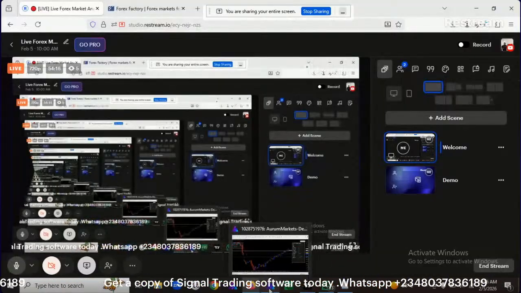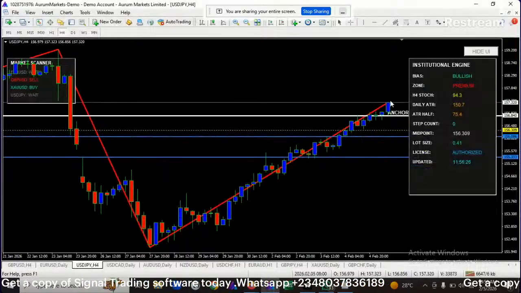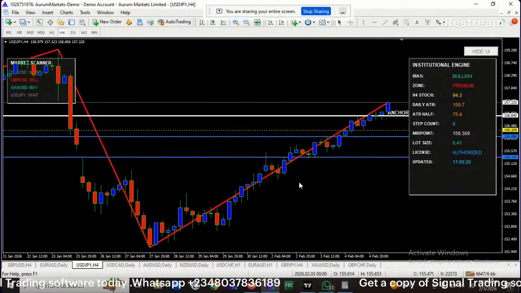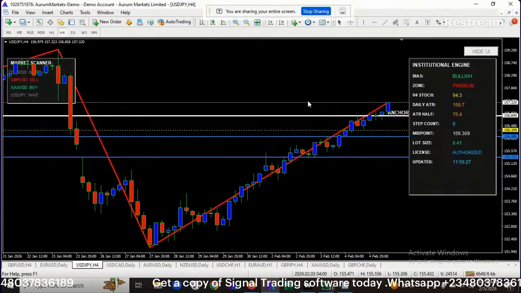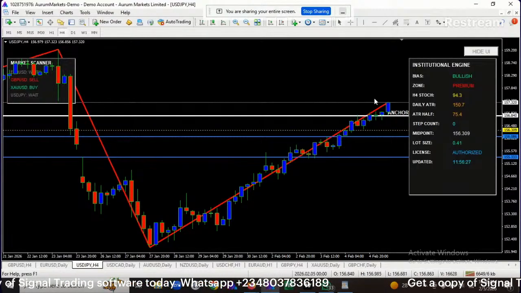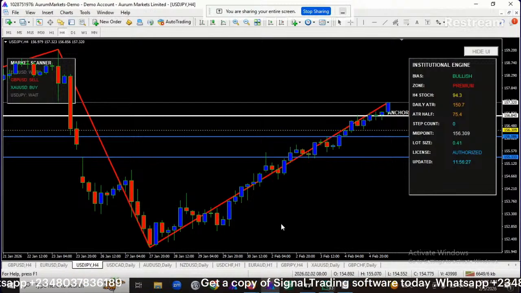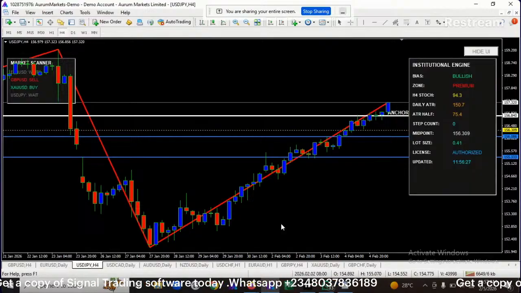Keep buying, though it's overbought right now. You should have entered the buy several days ago, Monday, Tuesday. That's when you should have entered the buy. So buying from the current market price is very risky, but the trend is still bullish.